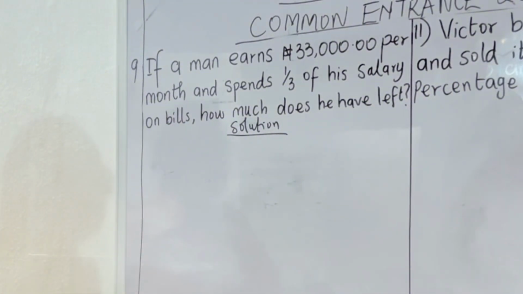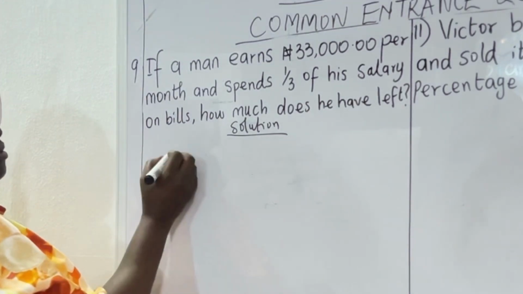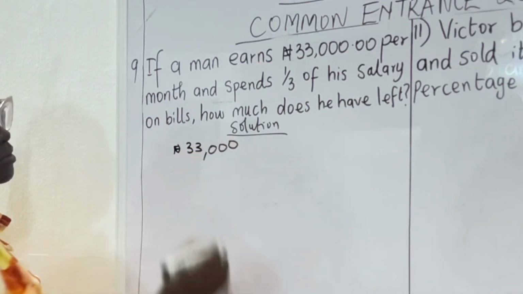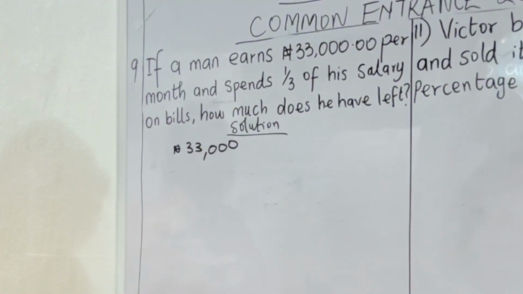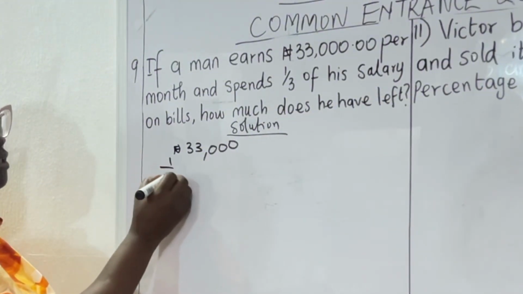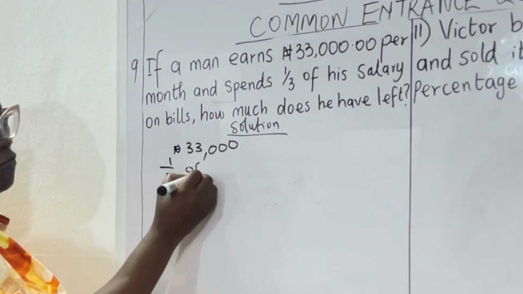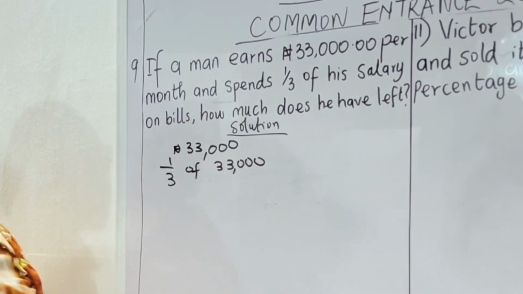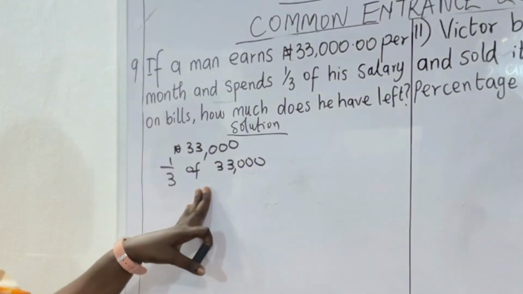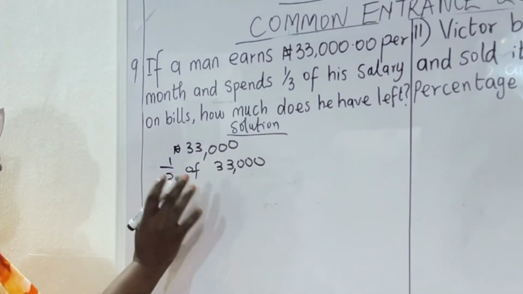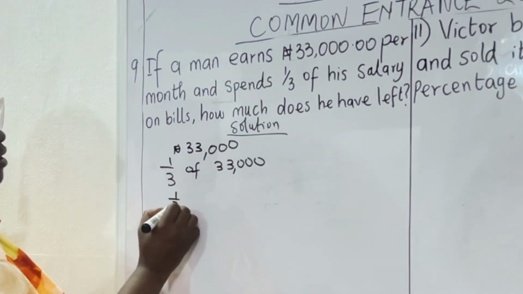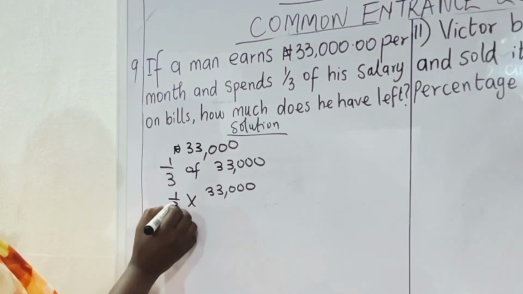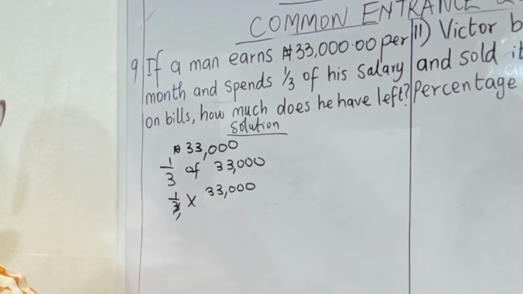Okay, we are going to start with what he's earning. He's earning 33,000 per month. 1/3 of his salary, that will be 1/3 of 33,000. Okay, so "of" means what? Times. You change it to times. You can rewrite it as 1/3 times 33,000. Okay, you divide 33,000 by 3.